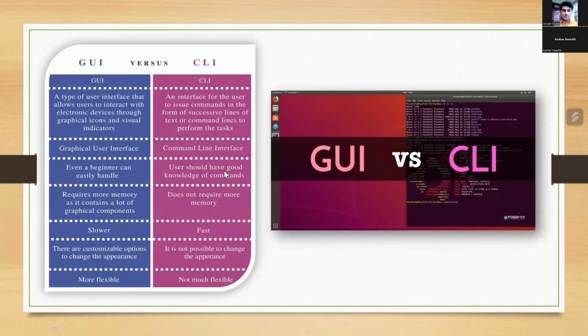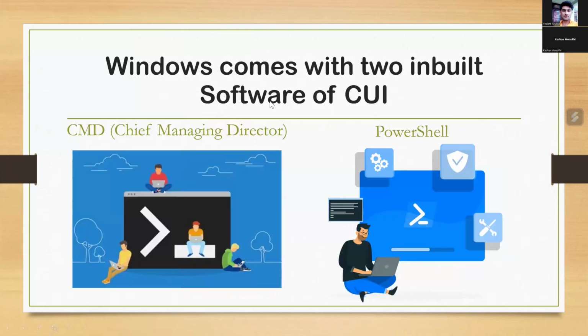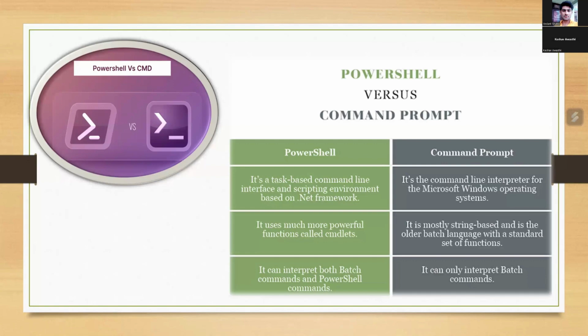You can see, I have also discussed that Windows comes with two inbuilt CLI softwares. So CLI is further divided into two. One is CMD, and the second is PowerShell. So these I have covered in my previous presentation. You can see here some of the differences: PowerShell versus Command Prompt.